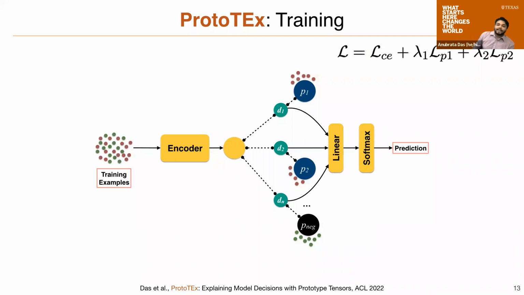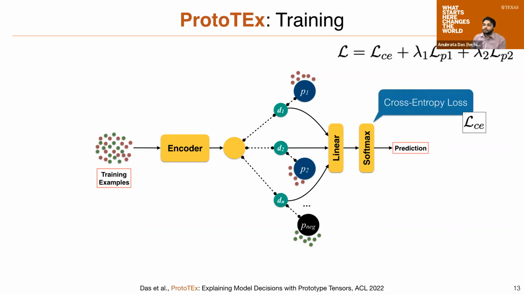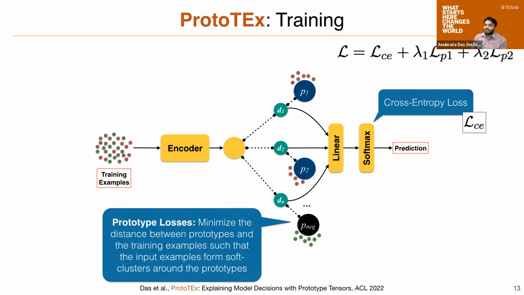Now, how do we train this model? The loss function looks like the equation displayed on the slides. I'll break it down now. So first, the cross entropy loss that is used for binary prediction and propagating the binary prediction error through the network. And the second set of losses, that is LP1 and LP2, are prototype losses. The idea behind prototype losses is what enables the soft clustering.